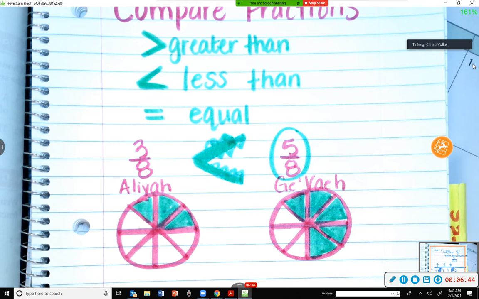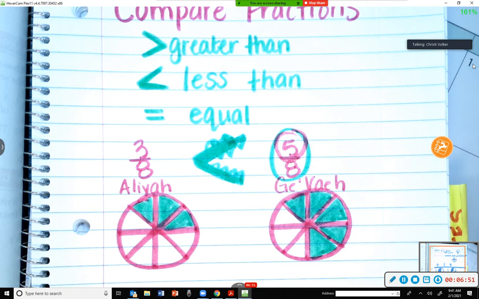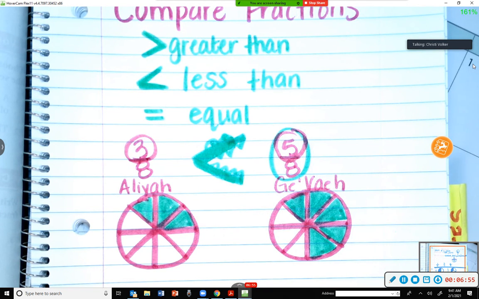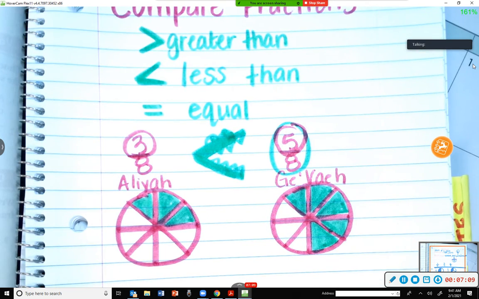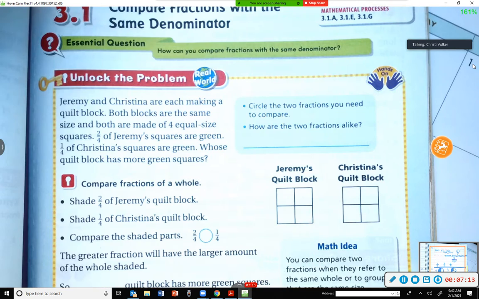Pretty easy, right? So really all you need to look at is the numerator. Javea ate 5 out of 8, so that's bigger than 3. 5 is bigger, so 5/8 is greater than 3/8. Okay? That's the only notes we're going to take for today in our spiral, so you can set that to the side. And now we're looking at page 69 in your books. Everybody good?